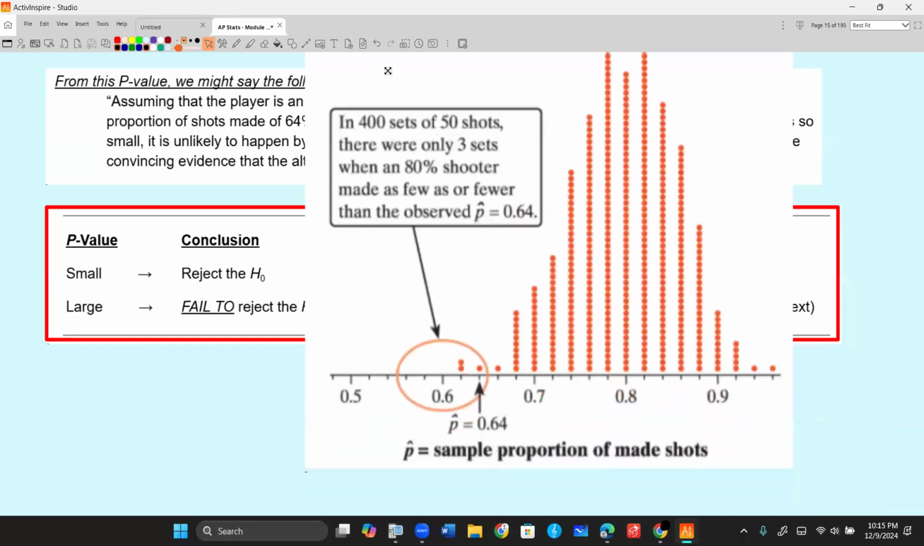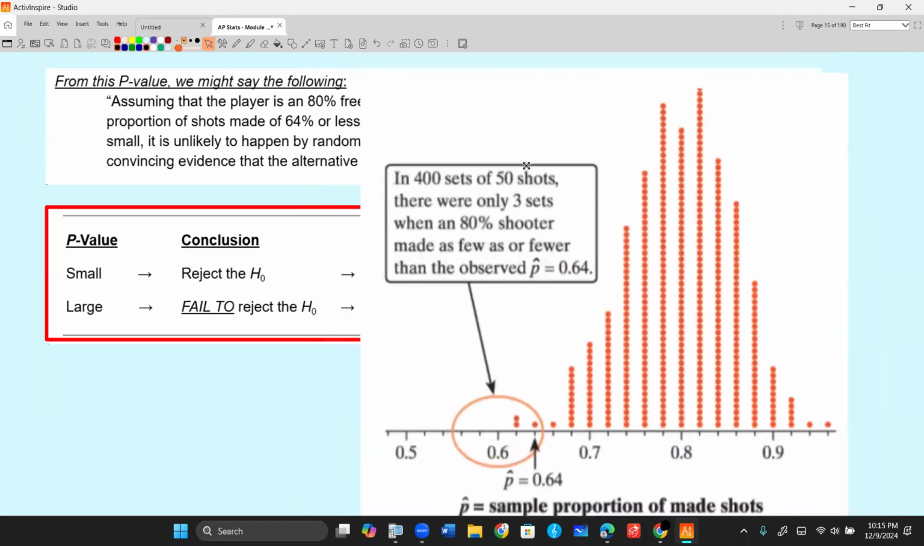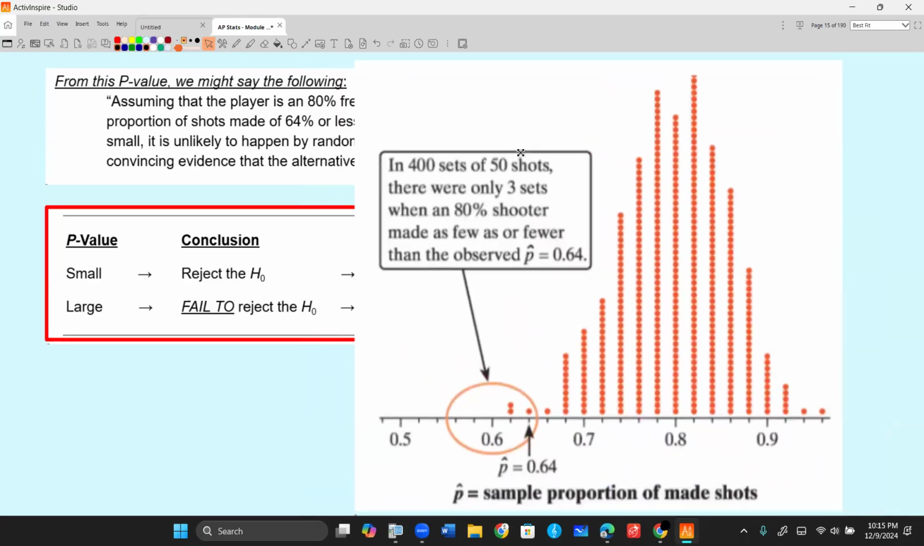So since there were 3 sets of shots out of those 400 that were less than or equal to 64%, we have a very small p-value. We're going to reject the claim that it's 80%. We think it's less.